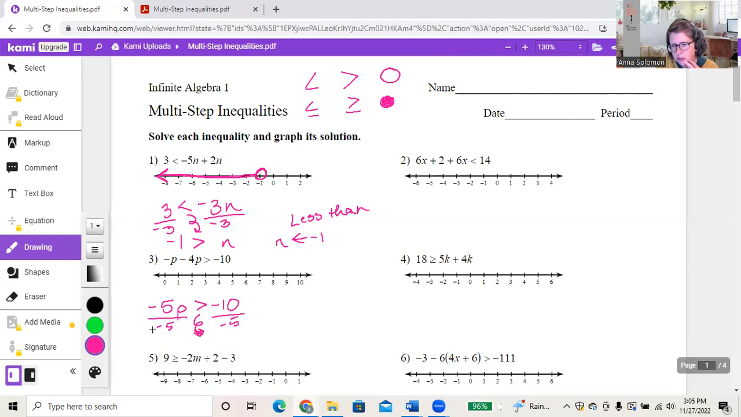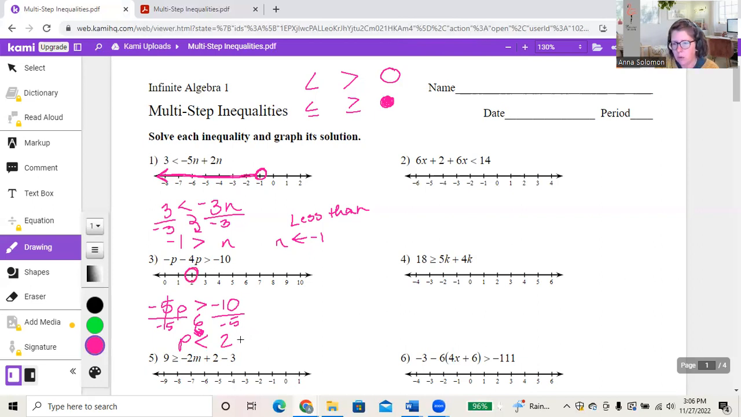Flip that sign. So this cancels out, and I got just p by itself. And then less than now, negative 10 divided by negative 5. 10 divided by 5 is 2, and a negative divided by a negative is a positive. So we have p is less than 2. So I'm going to go to my number 2.